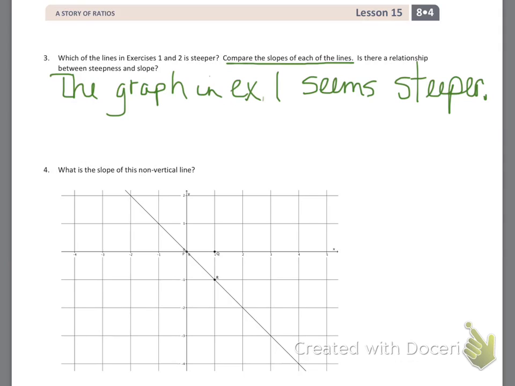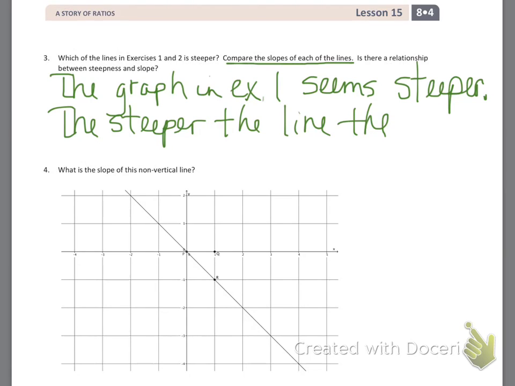So it would appear that the steeper the line, the greater the slope. The steeper the line, the greater the slope.